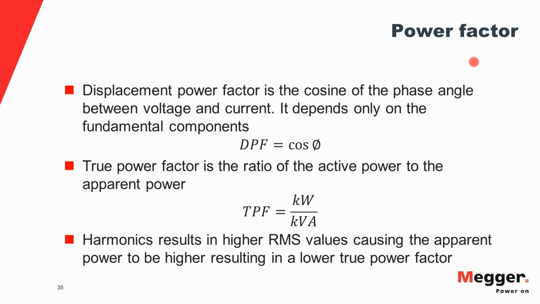There are two types of power factor values mentioned in the power quality field. We'll look at what those mean: displacement power factor and true power factor. Displacement power factor is the cosine of the phase angle between the voltage and current. It depends only on the fundamental component. True power factor is the ratio of the active power to the apparent power.